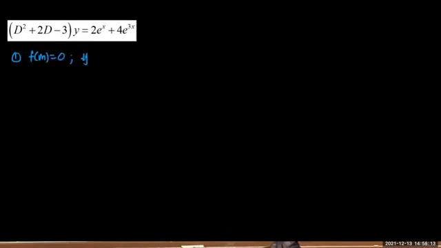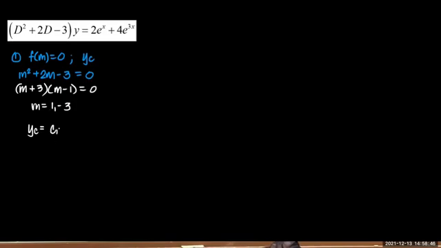So let's solve for yc. It becomes m squared plus 2m minus 3 equals 0. And then let's factor this out. So for these two roots, you can give the complementary solution. So this one becomes c1 e to the x plus c2 e to the negative 3x.